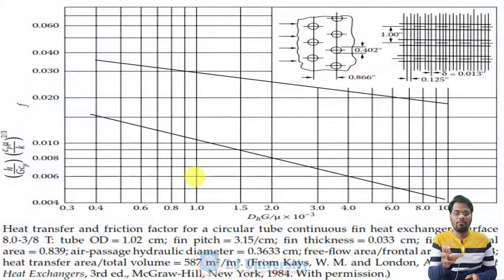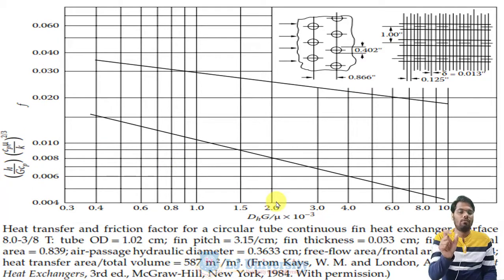These are some graphs where this axis shows the Reynolds number. From the velocity of the fluid, you can easily calculate the value of the Reynolds number. From the Reynolds number, you can easily find the friction factor for that particular compact heat exchanger configuration. And from this relation, you can see this is h by G Cp, which is the Stanton number, and this is mu Cp by k, the Prandtl number. So the Reynolds number is a function of this Stanton and Prandtl number.